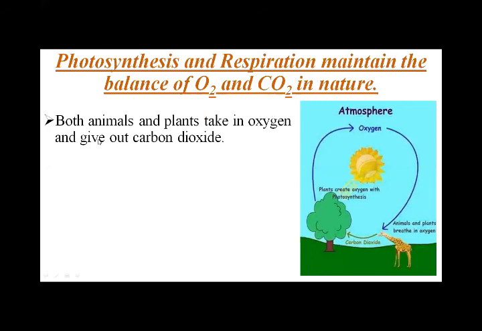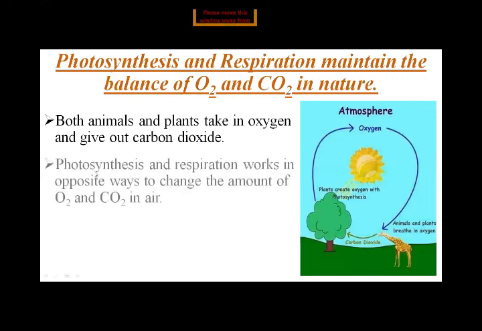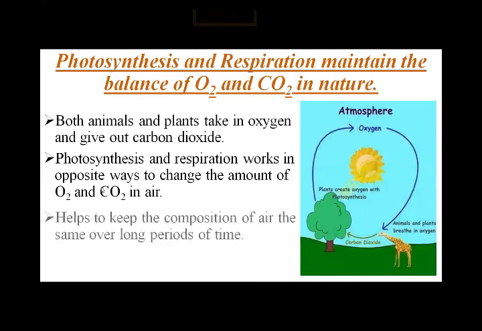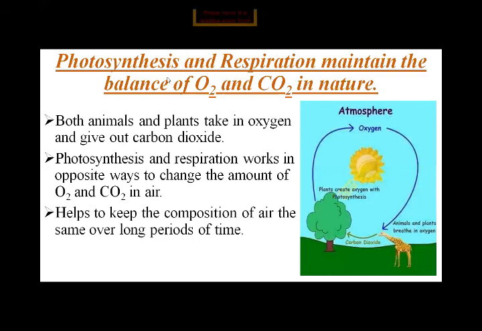So both animals and plants take in oxygen and give out carbon dioxide during the process of respiration. Photosynthesis and respiration work in opposite ways to change the amount of oxygen and carbon dioxide in air. As in the given diagram, oxygen is converted into carbon dioxide and carbon dioxide is again converted into oxygen by the help of two processes, respiration and photosynthesis. The cycle helps to keep the composition of air the same over a long period of time.